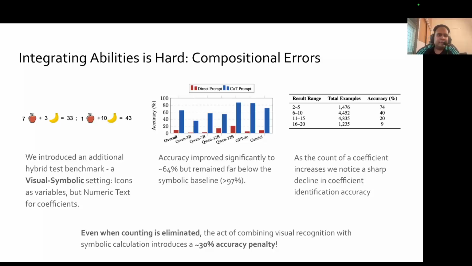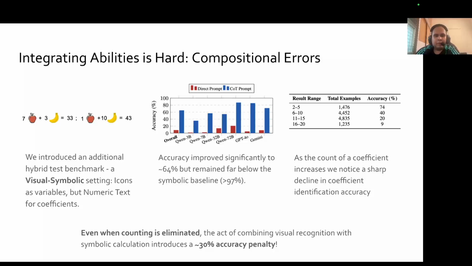When we did a further analysis, we noticed, especially in the case of counting, as the total coefficients went up, I'm not talking about the coefficient of one kind of icon, but both kinds, basically apples plus bananas in this case, the accuracy drops drastically. So the more things you have to count, the worse the results you get.